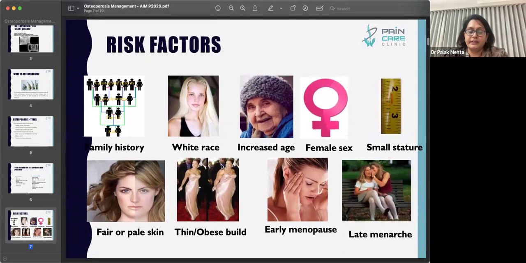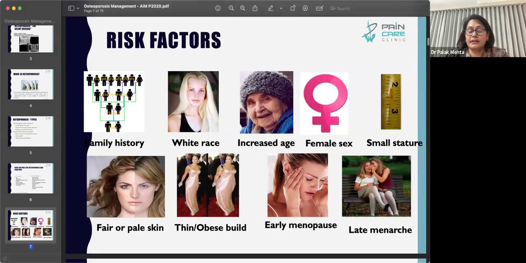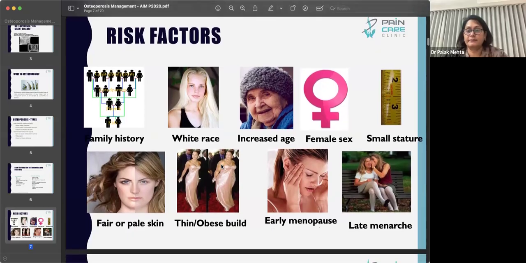So in brief, looking at the image, you can see family history. White race people have less absorption of vitamin D from sunlight itself, which also leads to calcium deficiency. Aging, female sex, small stature, fair or pale skin, thin or obese build also lead to osteoporosis, as do late menarche and early menopause. Next slide, please.